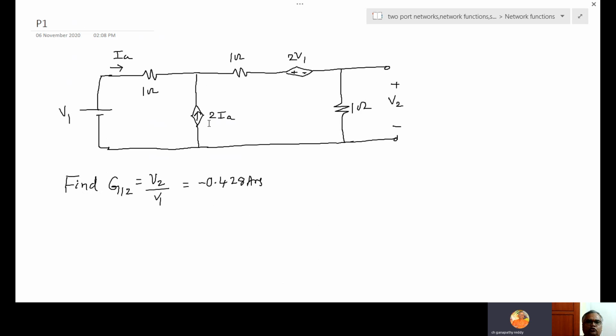And here there is IA, 2IA, right? This depends on this current. So what is given is 2V1. So V1 is here. In this network you have to find V2 by V1. So how to solve this problem?